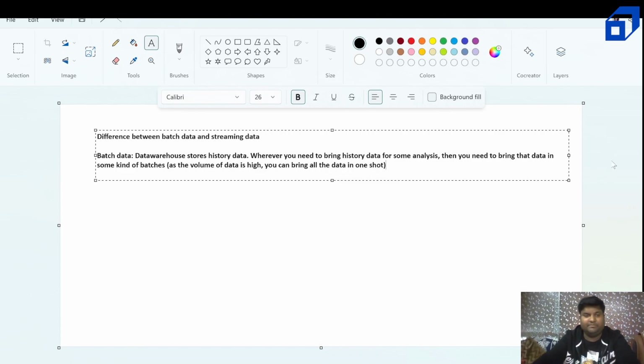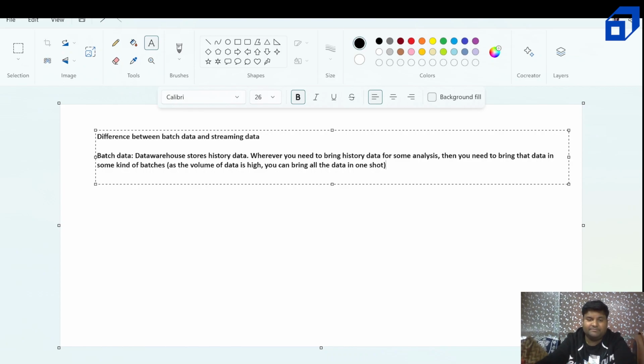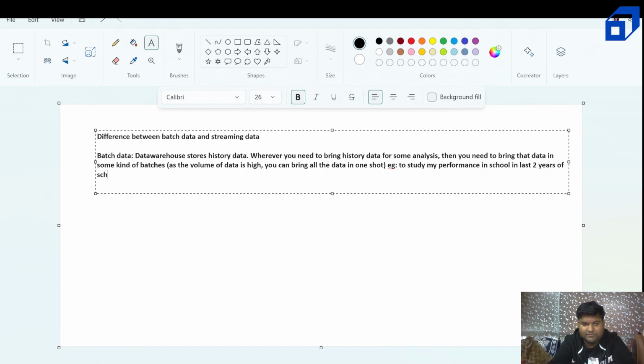Now what is streaming? I can take an example to study my performance in school in the last 2 years of schooling. If I want to see how I have performed in class 9 and class 10, I need to bring the last 2 years of data. Obviously, I'll bring the data in batches. This will tell me, okay, I have performed in this way in 9 and 10, and based upon that, which study or which subject I need to choose, right? This is called batch data.